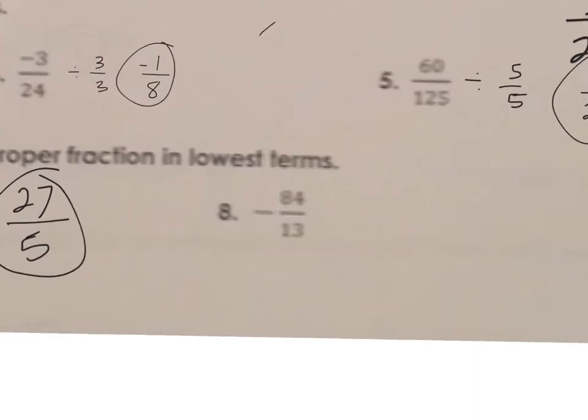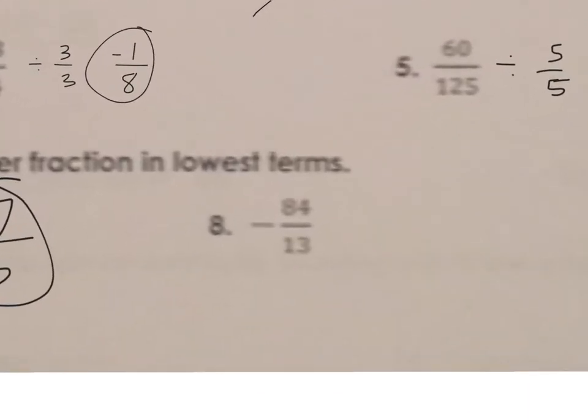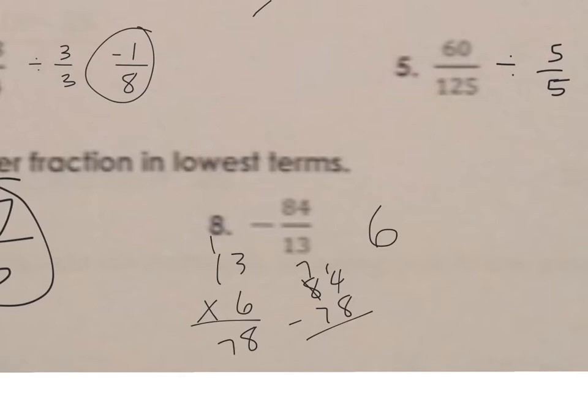Number 8. How many times does 13 go into 84? So 13 goes into 84 6 times. 13 times 6, we get 78. So I have 84 minus 78. It's going to give me 6 left over. So my answer here is a negative 6 6/13.